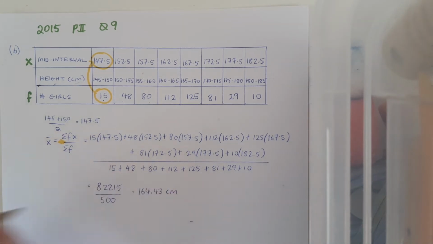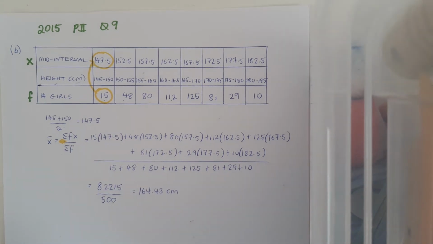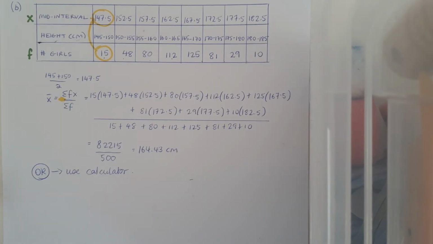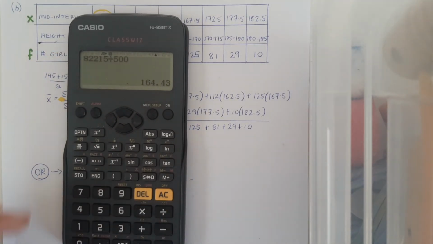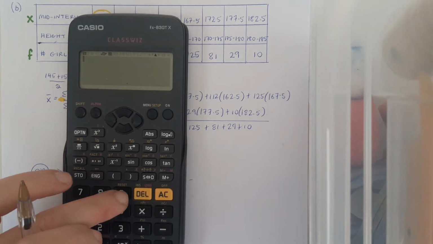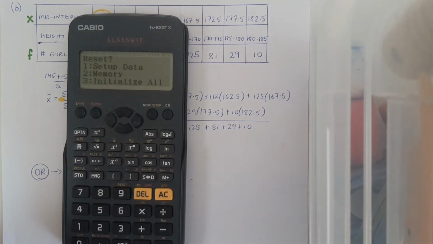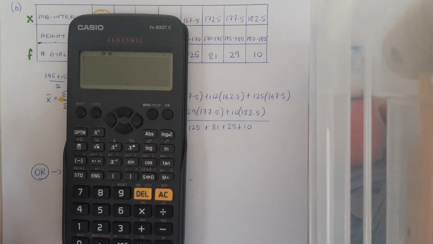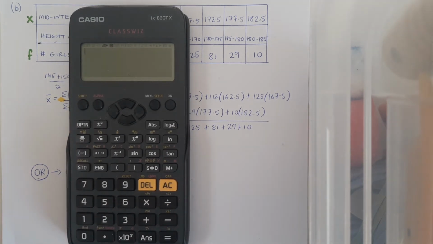And again, don't forget my units, which are centimetres. Now, of course, I can just use the calculator straight off to calculate the mean also. If you're going to use the calculator, the first thing you should do is hit Shift 9 3 equals AC to reset your calculator, and that just gets rid of any previous data that might be stored in your calculator.